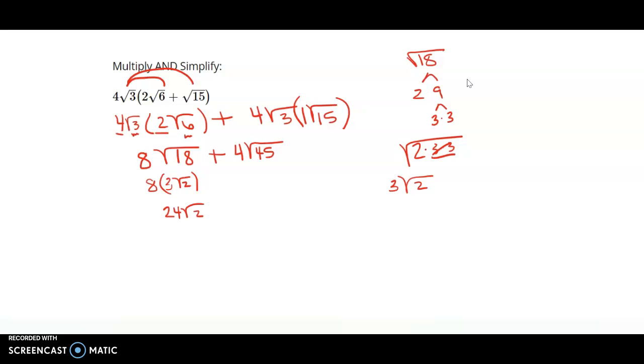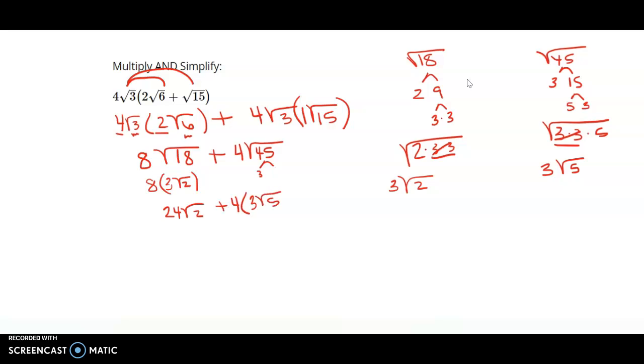Square root of 45, let's do it over here again. We'll get 3 and 15, which goes to 5 and 3. So if we're doing a 2 for 1, we have 3 times 3 times 5. Well, 2 3s will let us bring 1 3 out, and we're left with a square root of 5. So again, we have to multiply that 4 out front. So 4 times 3 square root of 5 is going to give us 12 square root of 5.